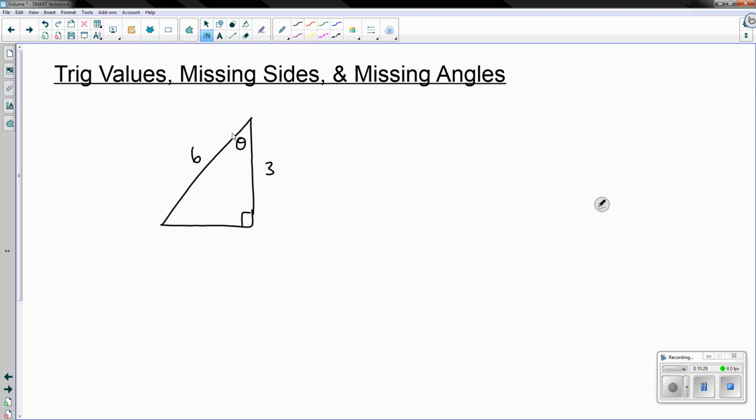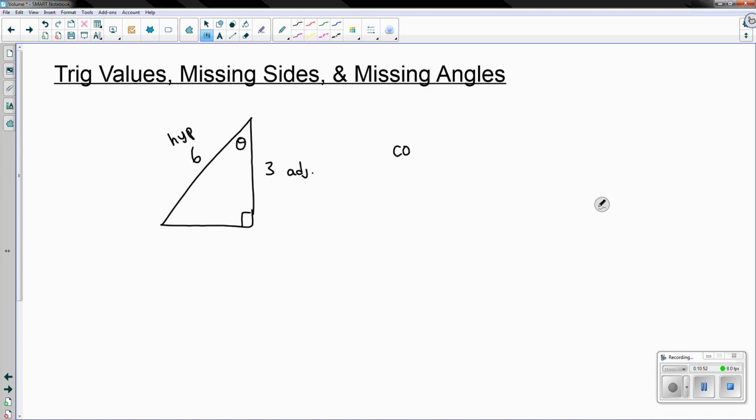So what is the measure of that angle in the event that the adjacent leg is 3 and the hypotenuse is 6? Well, you start these problems the exact same way as the missing sides. We're still using trig definitions. We want to label the sides according to the angle that we're looking for. So we have adjacent and hypotenuse. And when we label that, that's going to dictate what trig function to use.